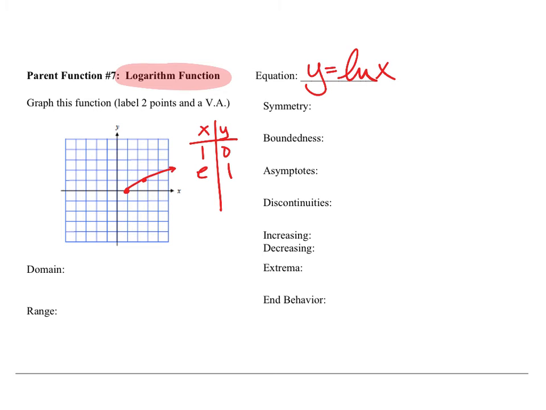It's pretty good to graph. So this is what your logarithmic function might look like.